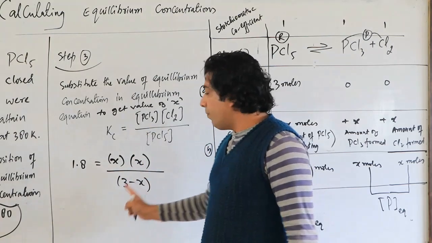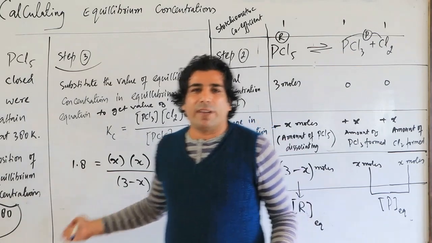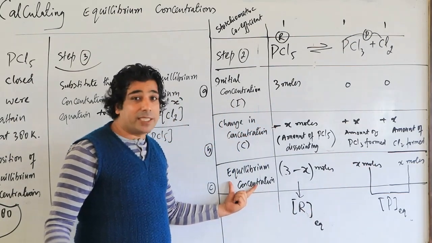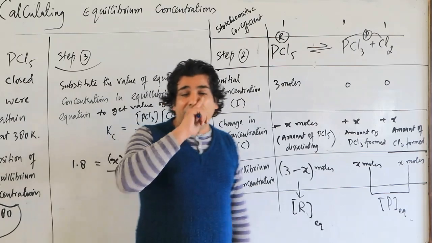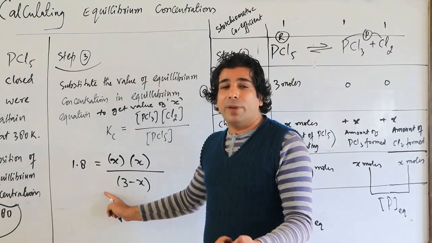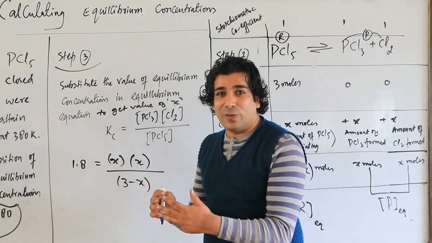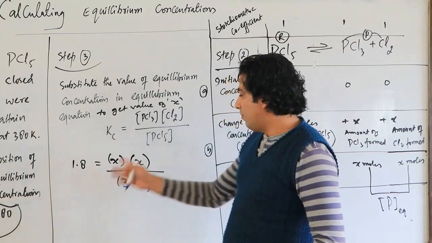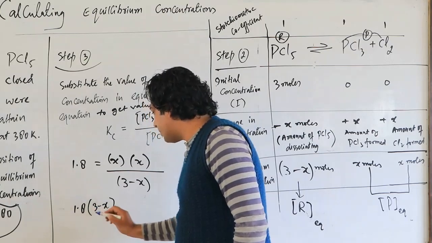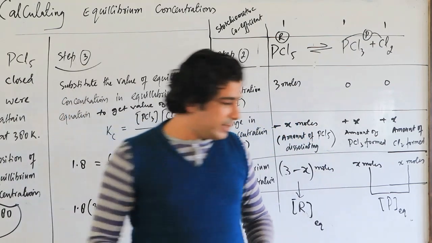Remember one thing, if I am getting the value of x directly here, no problem. I will put that value of x here, here and here, and I will get equilibrium concentrations, because I am calculating equilibrium concentrations. But if this equation turns out to be a quadratic equation, at that time, my dear friends, I have to further simplify the quadratic equation and get the value of x. So have a look now here. It will become 1.8 into 3 minus x is equal to x square. So this is our expression, my dear friends.